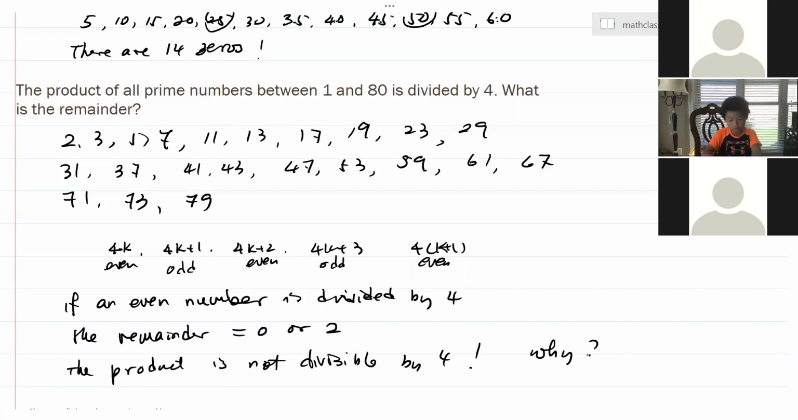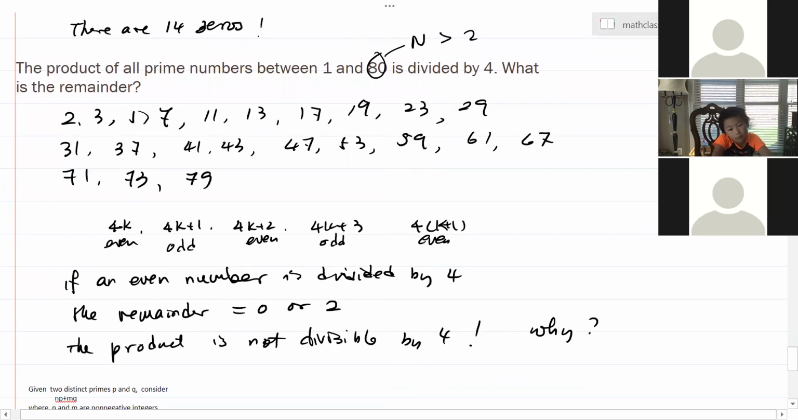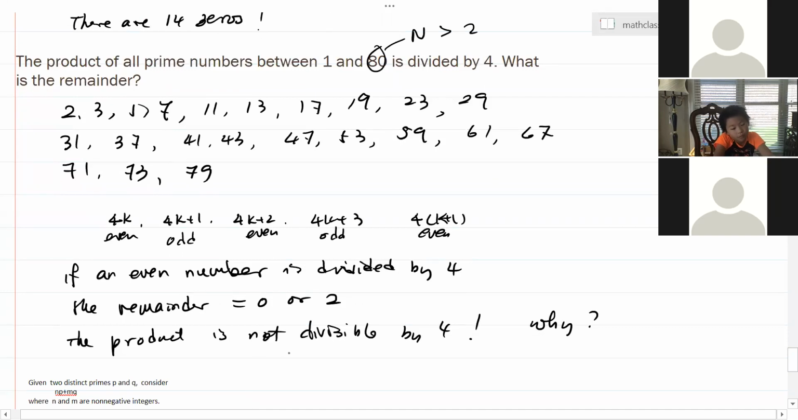The reason is, yes, it's divisible by 2, but there's no other factor of 2 in all the rest of the prime numbers. So it doesn't matter if I change 80 to any number. I can replace it with any number greater than 2, and the result will be the same. 80, 100, 1 million, doesn't matter, right? So the product of those numbers is not divisible by 4. If it's not divisible by 4, then the first case does not occur, so the answer is 2.